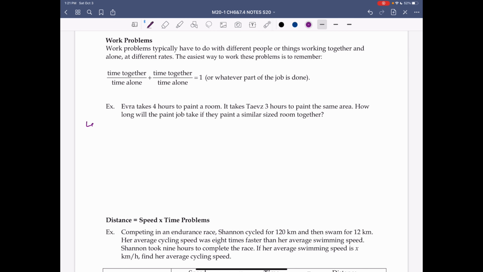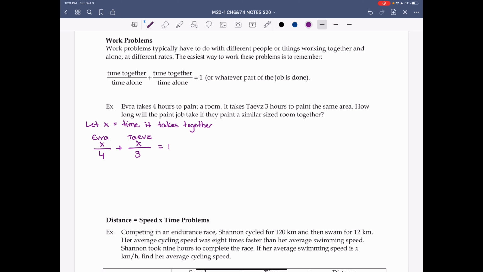Let x equal time it takes together. Our rational equation would then be the time together, which is x, over the time alone. So for Evra, takes her 4 hours, plus the time together, which is our x, over the time alone for Taves, which is 3 hours, equals 1, because we are asking how long it takes for them to complete the job. Completing the job would be 100% or 1.